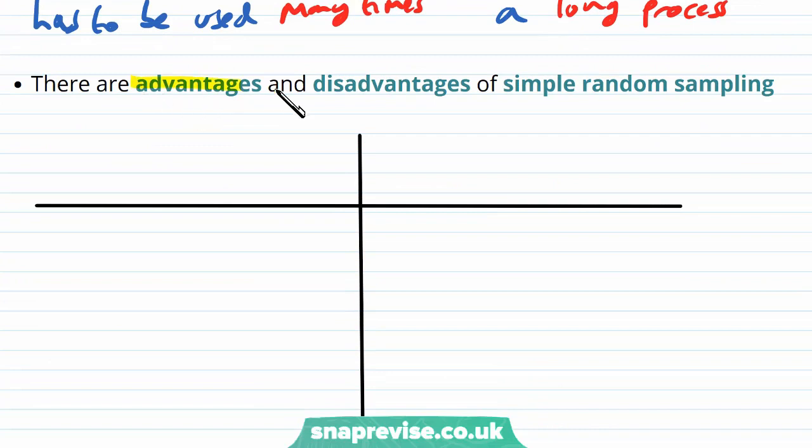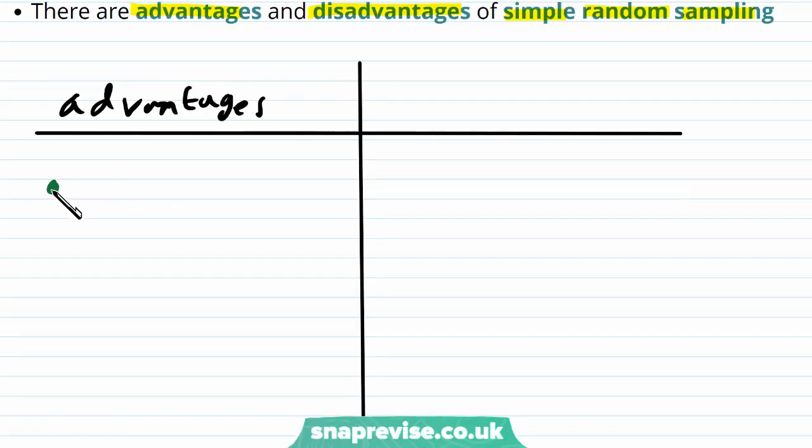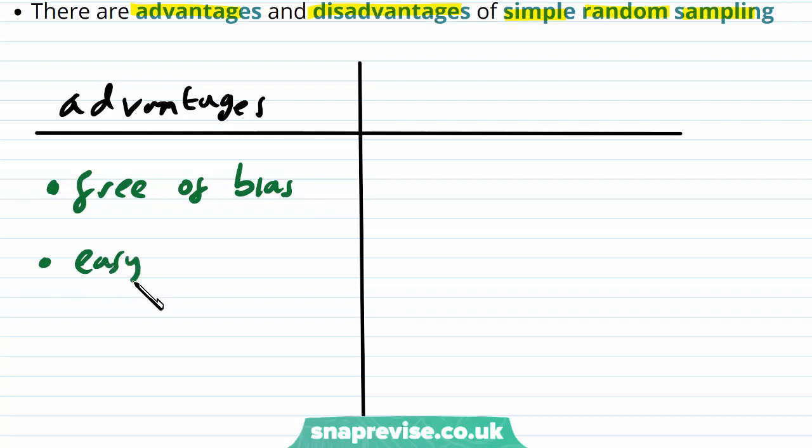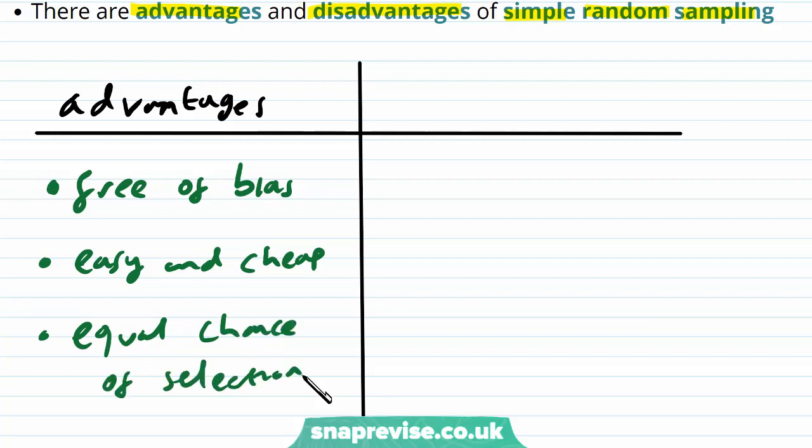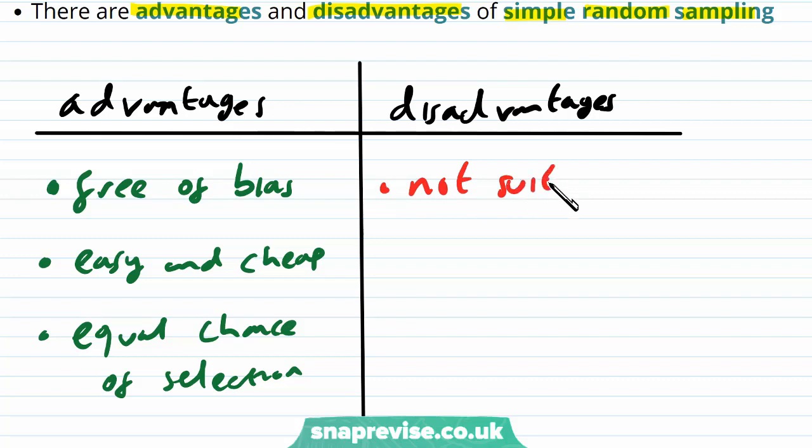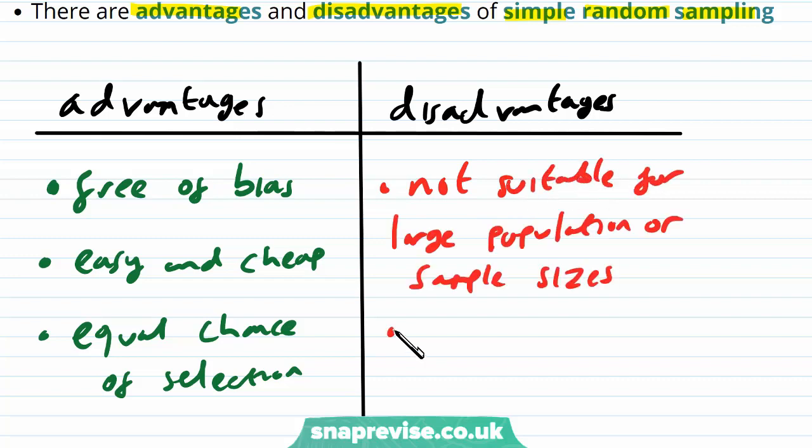There are advantages and disadvantages of simple random sampling. Let's start with the advantages. The sample is going to be free of bias. The method is easy and cheap. Each member has an equal chance of selection. Now, the disadvantages. The method is not suitable for large population or sample sizes. And also, we need to have an initial sampling frame.